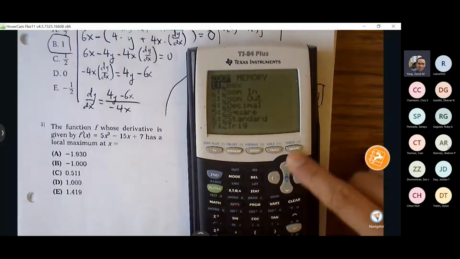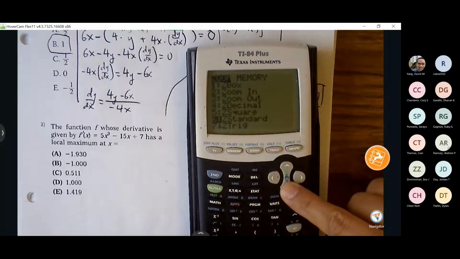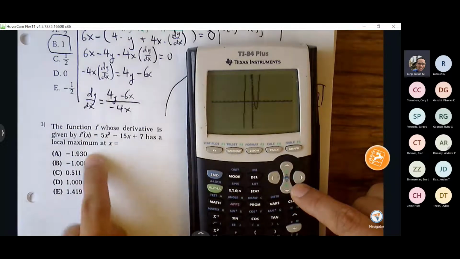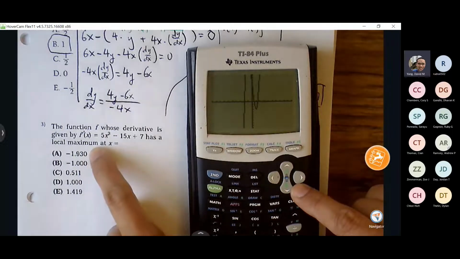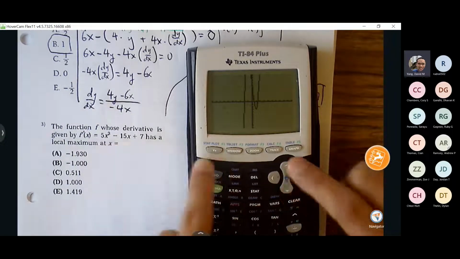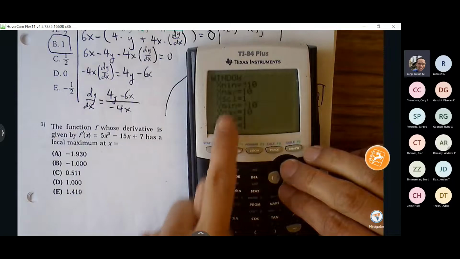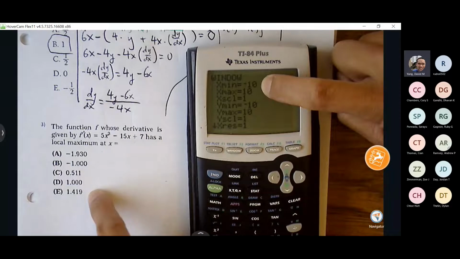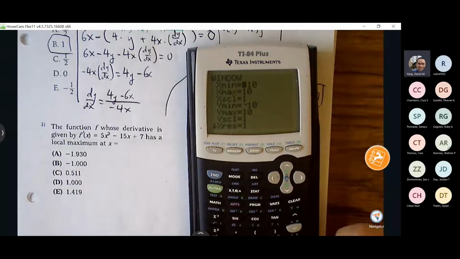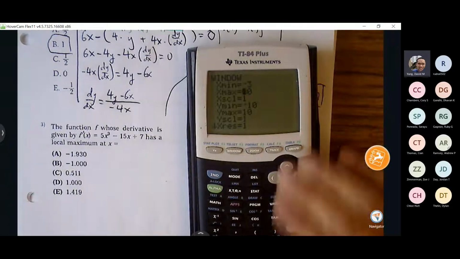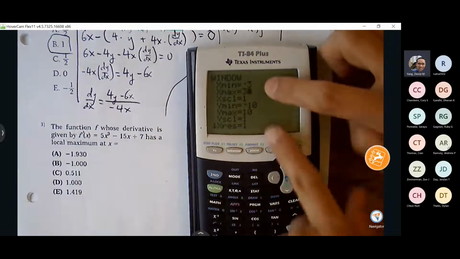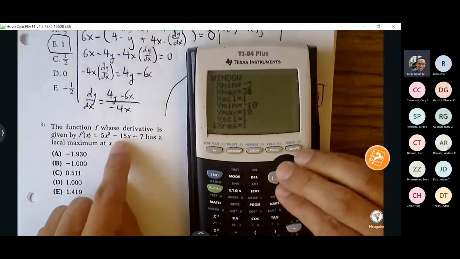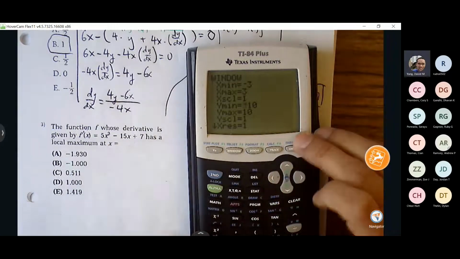Zoom 6. But if you look at your answer choices, they are only between -2 and 2. So we can really adjust our window that way, right? There's no need to extend all the way from -10 to 10 if we're only looking at between -2 and 2. So I'm going to give myself a little bit more room here. Let's go from -3 to 3. You can always play with your windows, but you're only playing with these 4 numbers. Let's see what that takes me here.